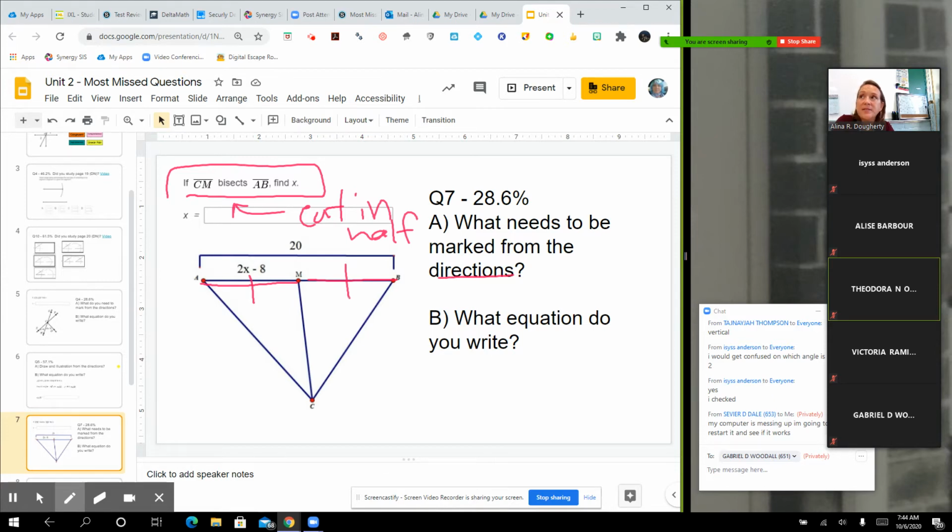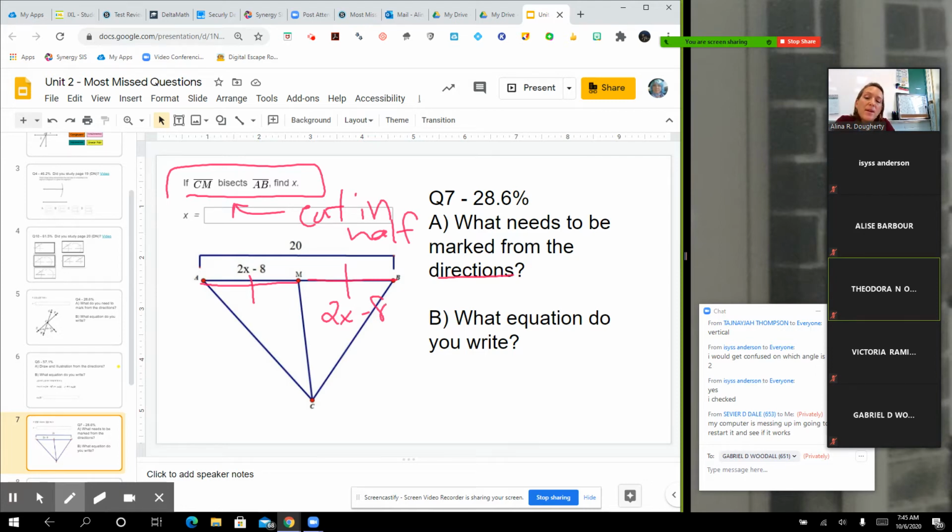It's like you're detectives. Let me ask a more direct question. If AM is 2x plus 8, what's MB? 2x plus 8. 2x plus 8. Or minus 8, right? Yeah, I said it wrong.